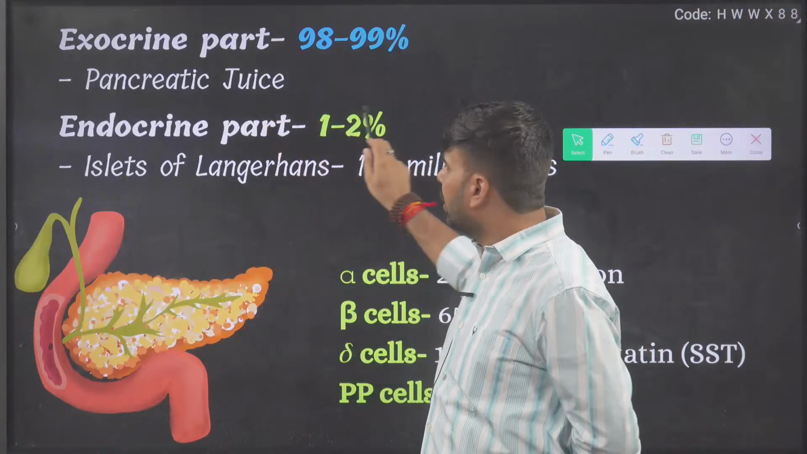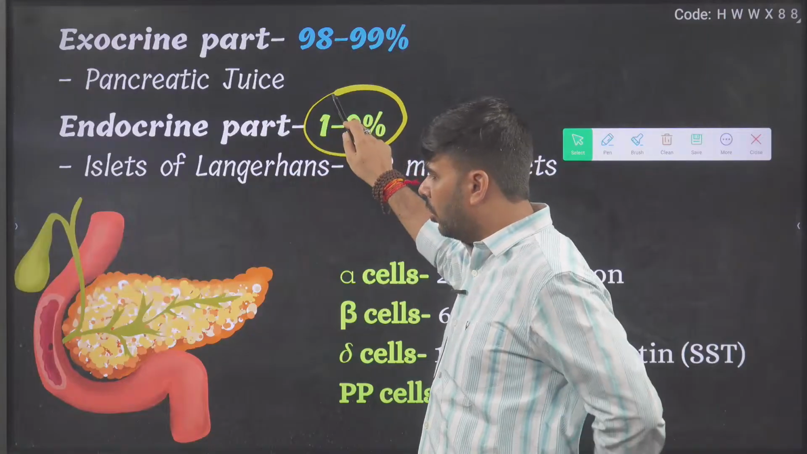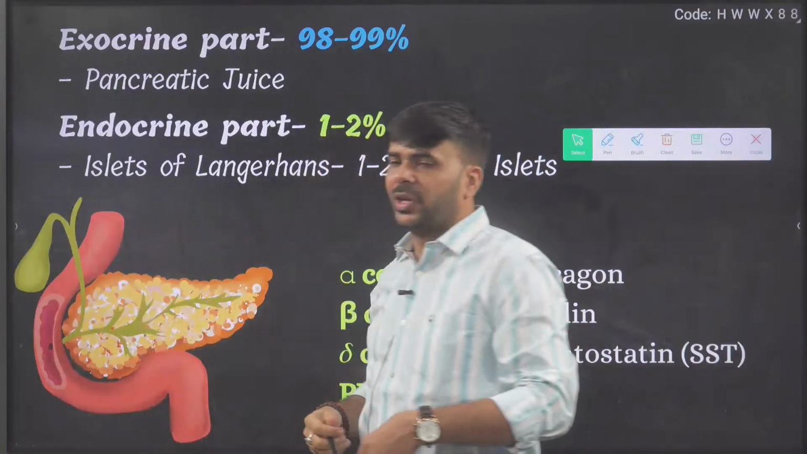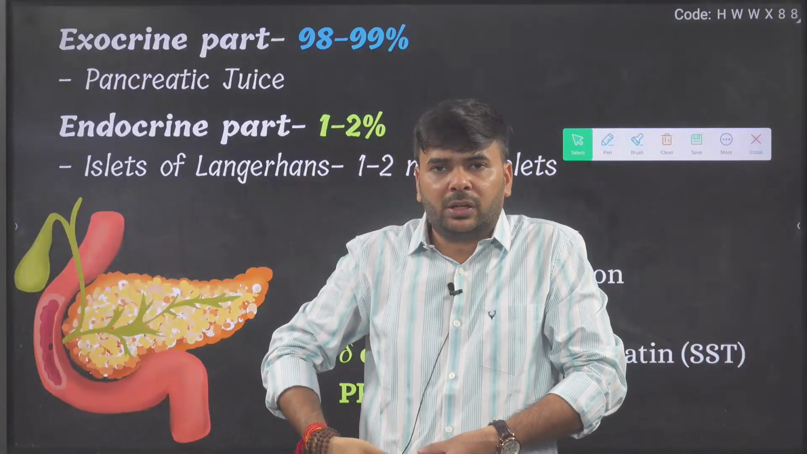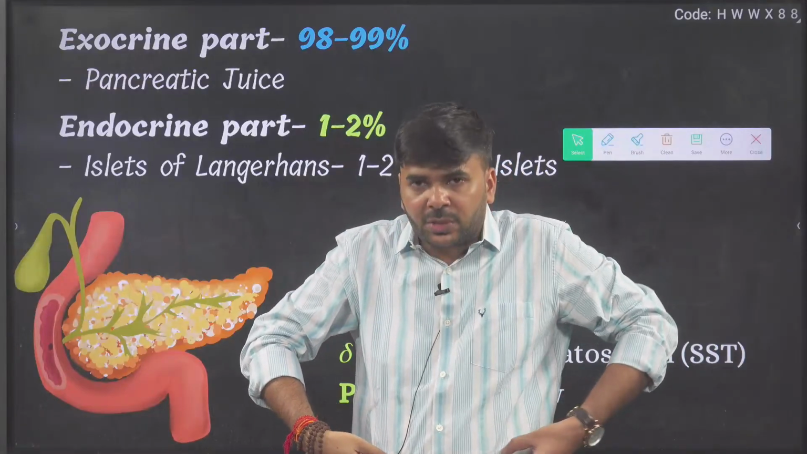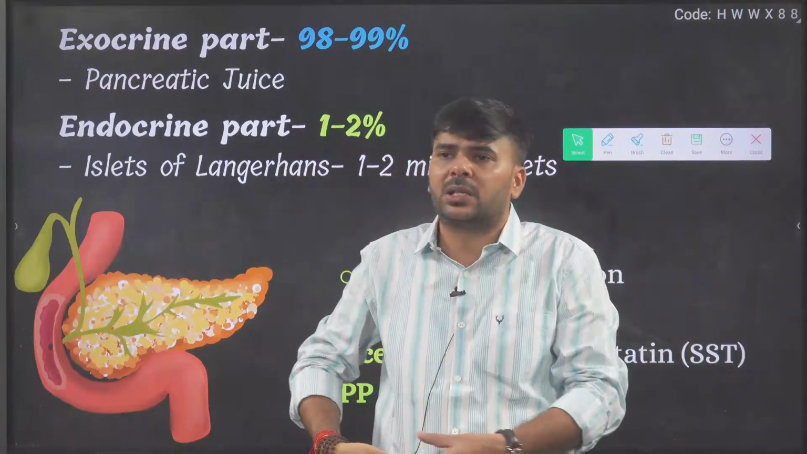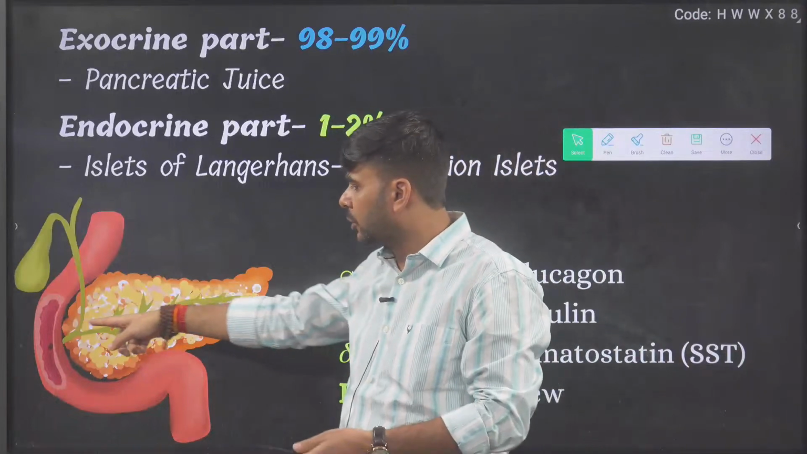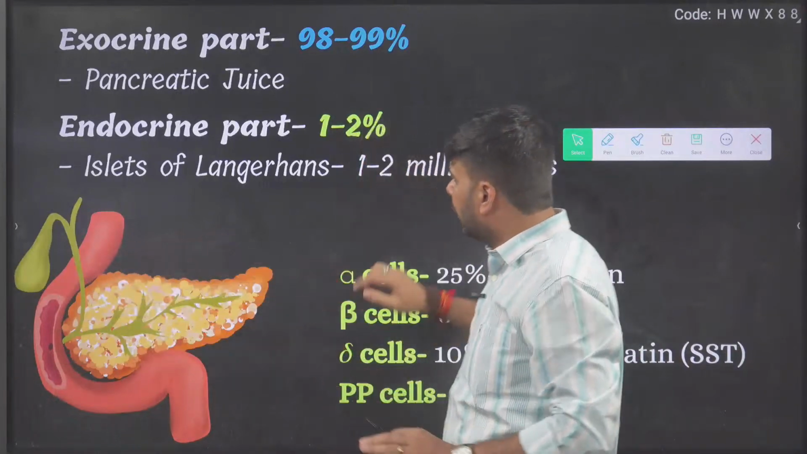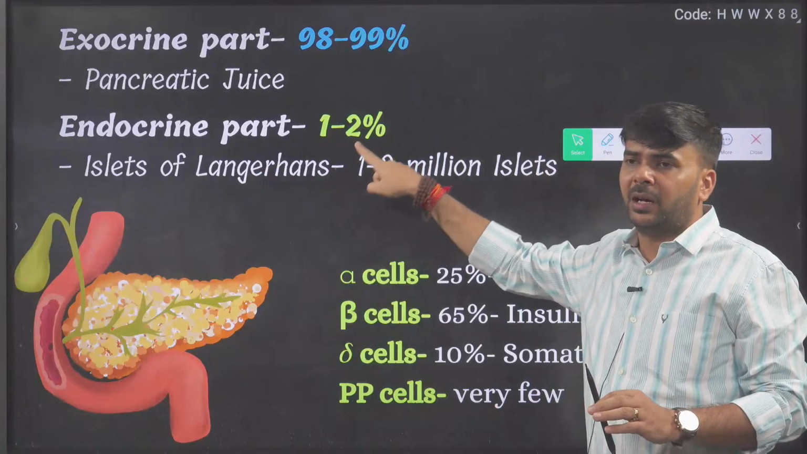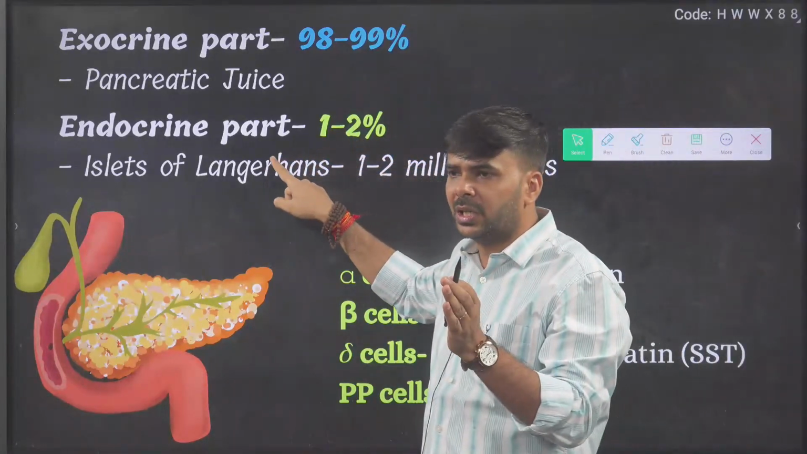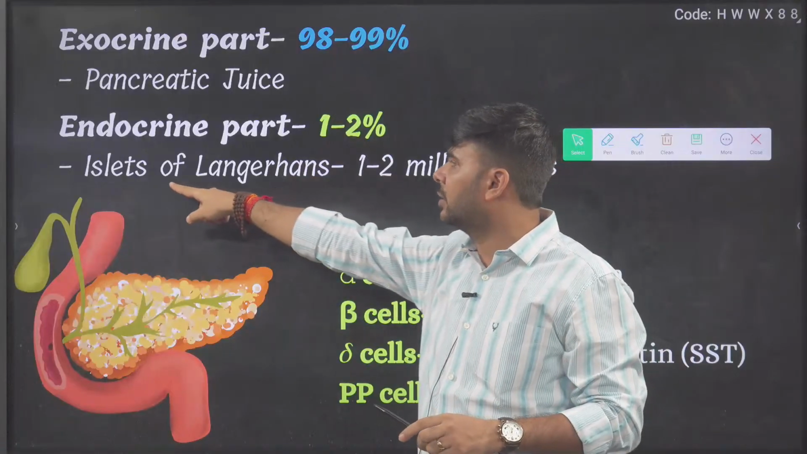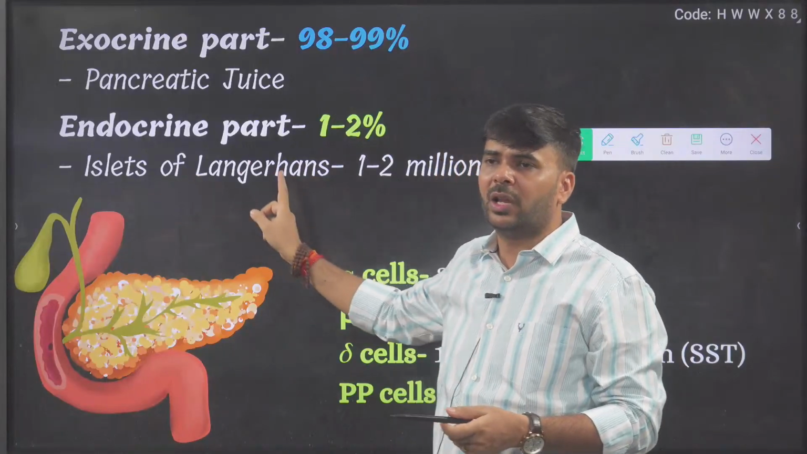Pancreatic juice. Where is the pancreas present? In the groove of the duodenum, the first part of the small intestine. It is a thin membranous gland that opens into the duodenum. Leave it. The endocrine part is 1 to 2% of the pancreas. It contains the islets of Langerhans.